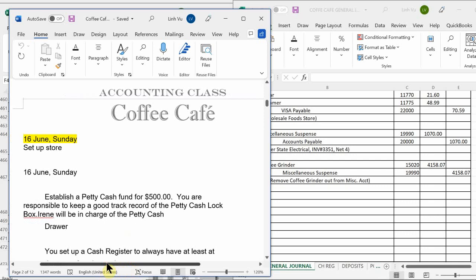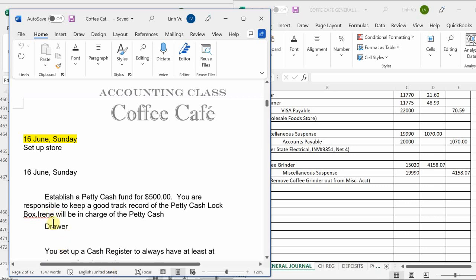All right. So it's a new day. It is now Sunday, June 16th. We're still setting up the store. So let's see what happened next. We decided to establish a petty cash fund for $500. Okay, and you are responsible to keep a good track record of the petty cash lockbox. Of course Irene will be in charge of the petty cash drawer. So again, you're in charge of putting the money in there, but Irene is the one that's going to be recording all the transactions.